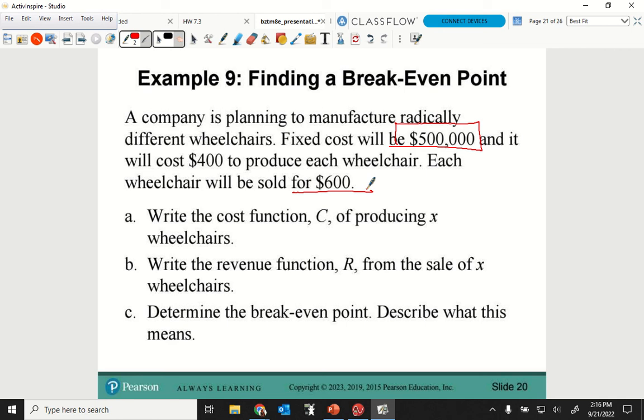If it costs me $400 to make it and $600 to sell it, right? So how much am I making off of that? Each one I'm going to make how much? Each one I'm going to make $200. So that's a good thing to actually know right now. So we're going to go through and actually do all these parts.